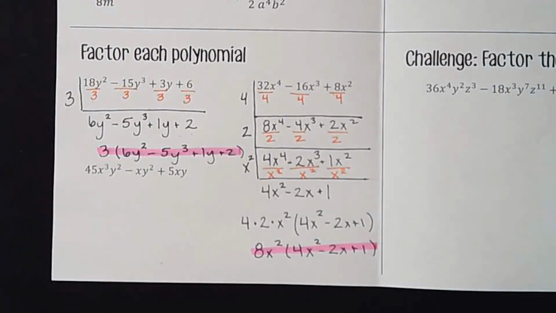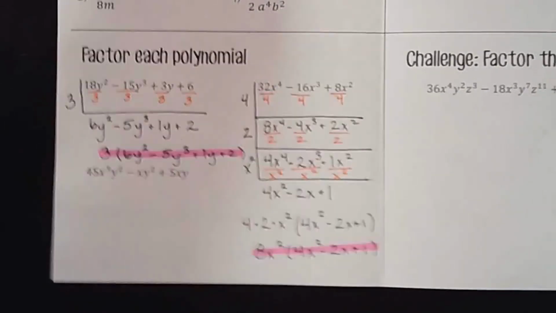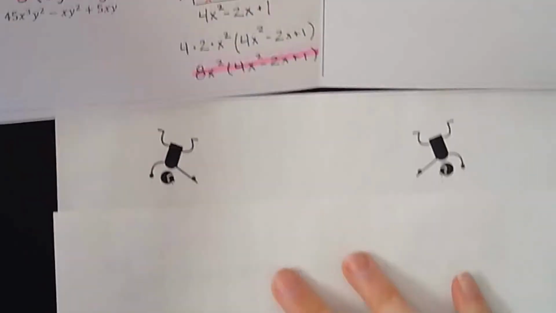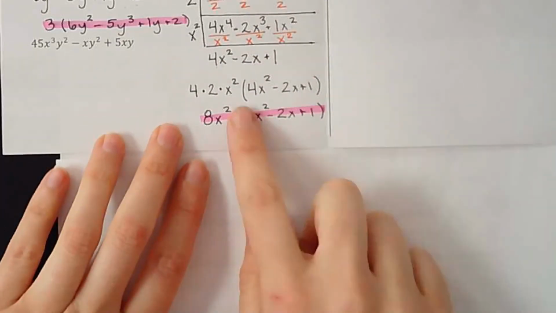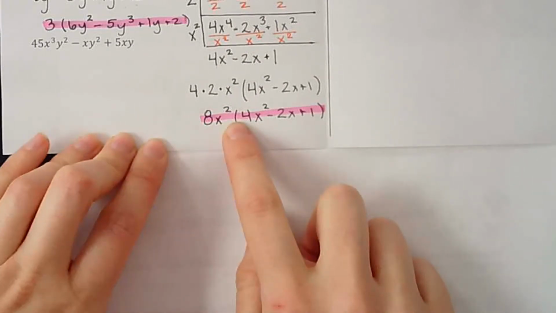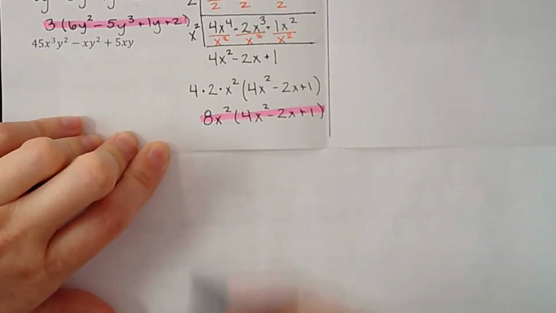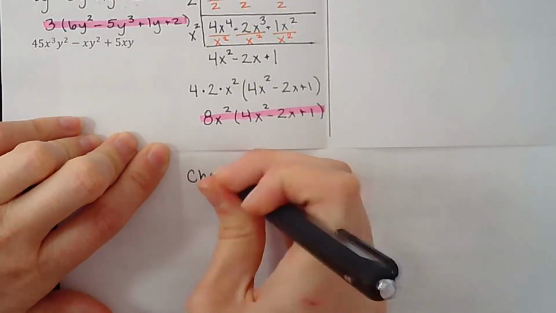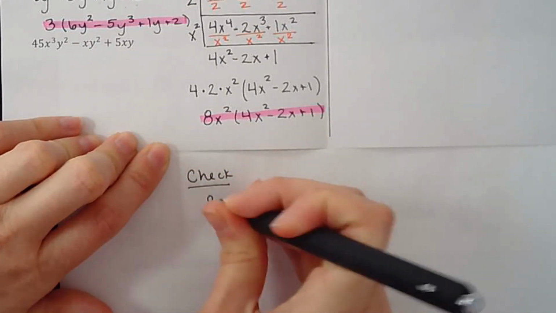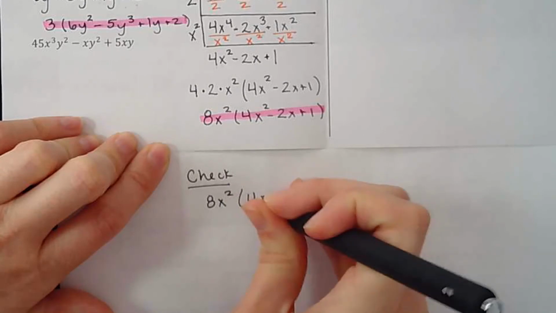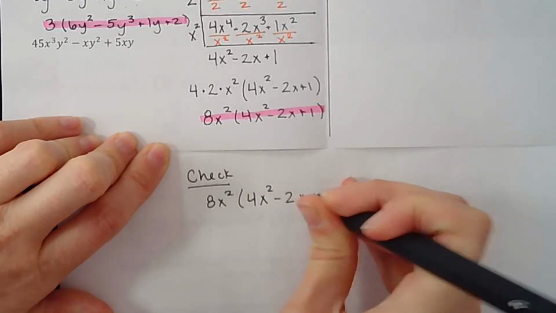If I check my answer for this, which I'm going to do because this problem was a little bit longer, just to make sure I got everything right, to check my answer, I'm going to distribute 8x squared to each of these terms. So 8x squared times 4x squared minus 2x plus 1.